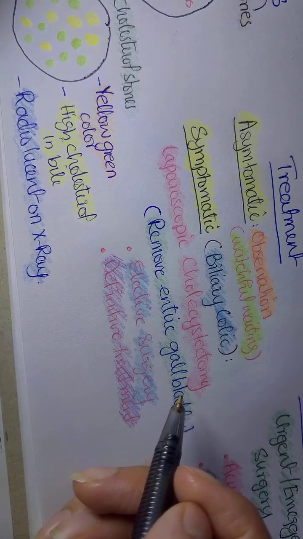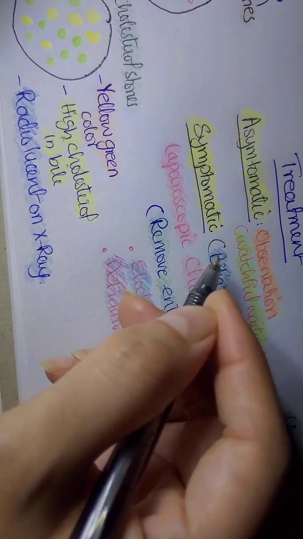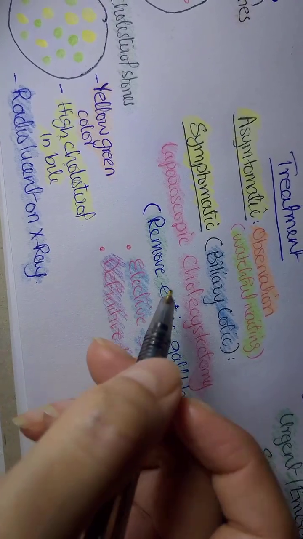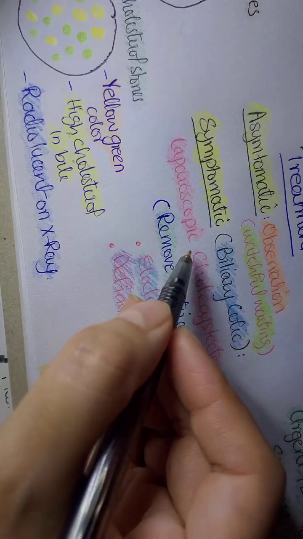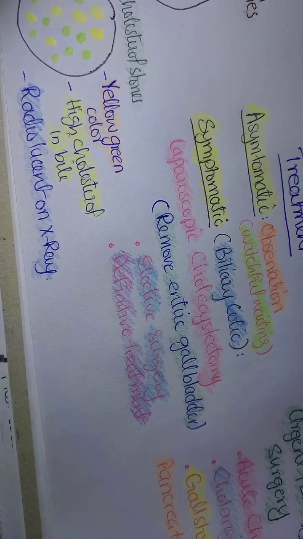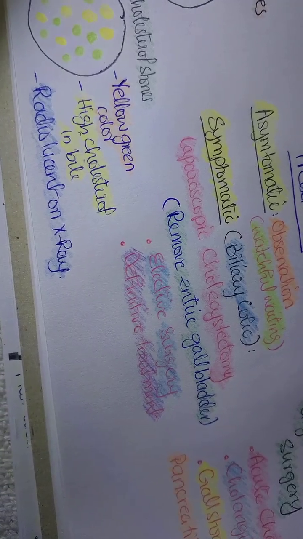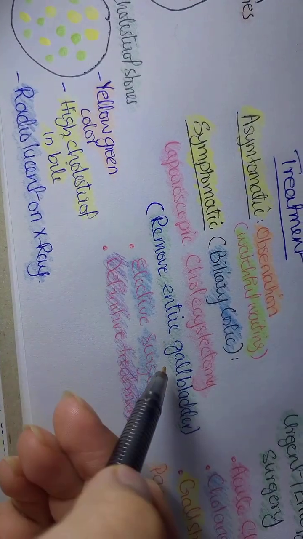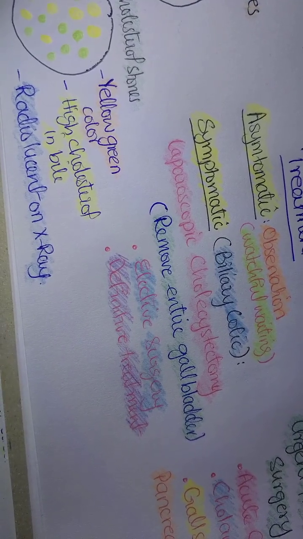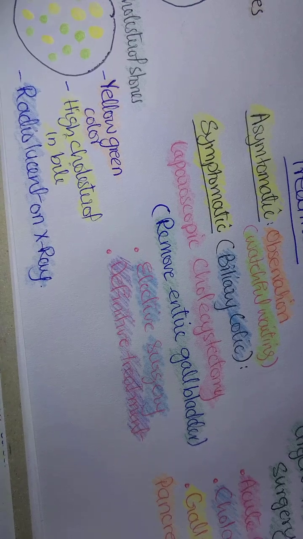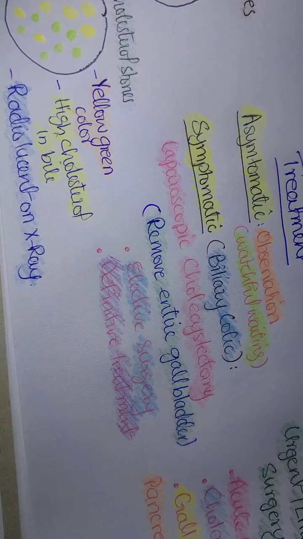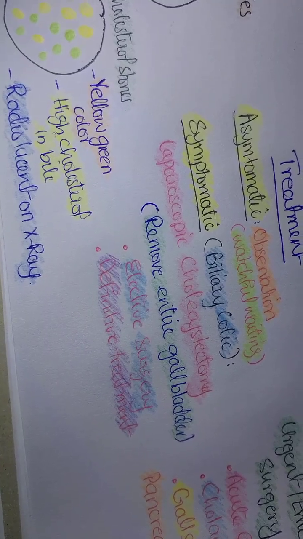Symptomatic gallstones with biliary colic are an indication for surgery. Laparoscopic cholecystectomy is the definitive treatment. So we remove the entire gallbladder, and it's typically done electively, but if complications develop, like acute cholecystitis or cholangitis or even pancreatitis, surgery becomes more urgent.